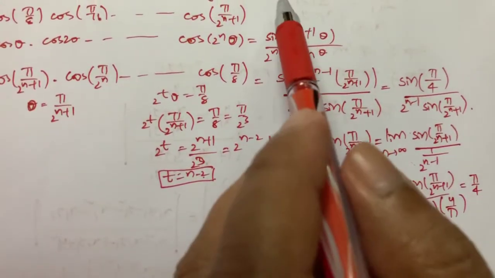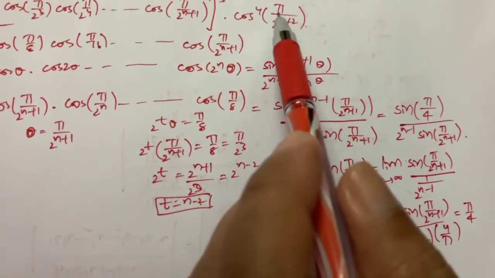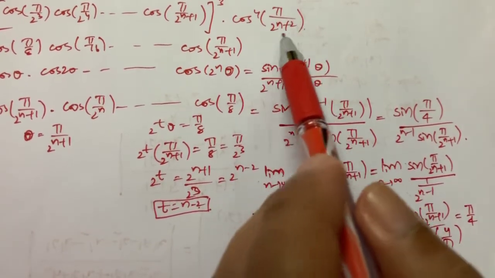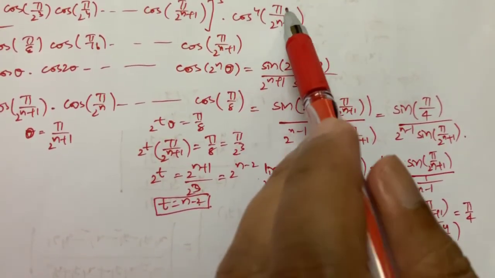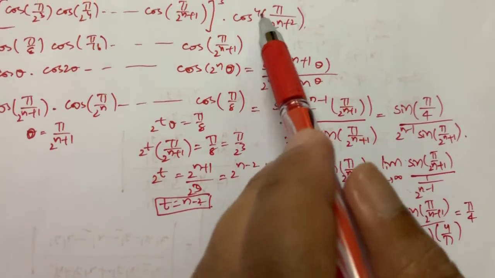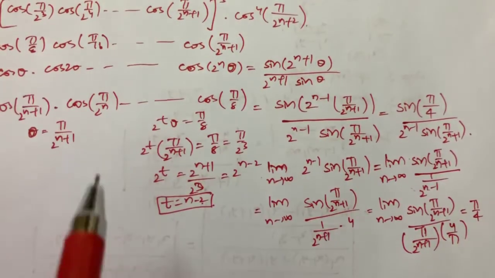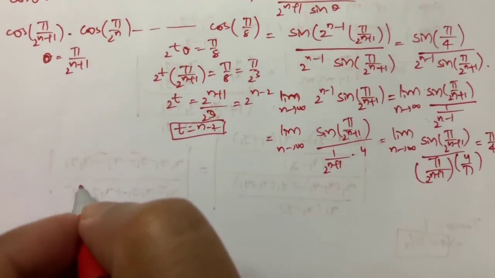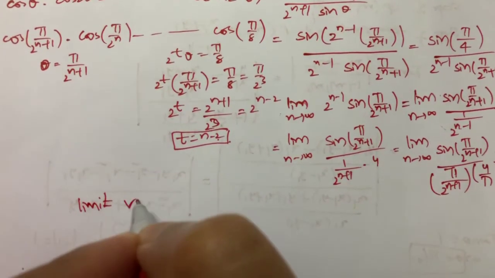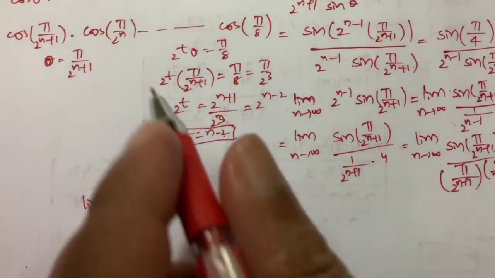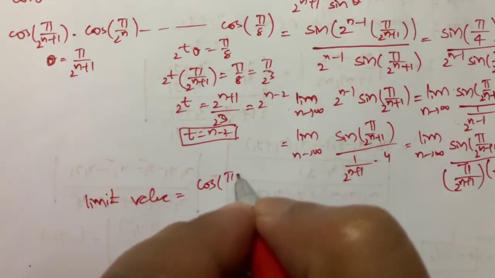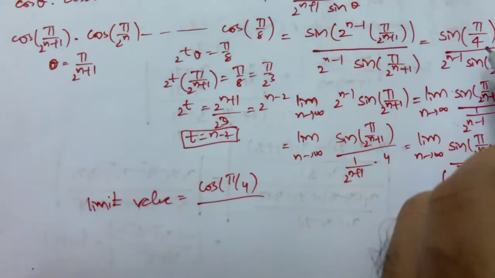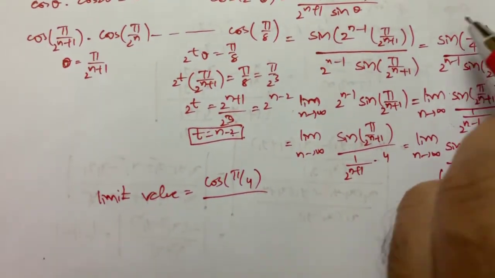And we have only one term left here, cos pi by 2 power n plus 2. As n tends to infinity, n plus 2 will also tend to infinity, 2 power n plus 2 will tend to infinity, pi by infinity is 0. So, cos 0 is 1. So, what we are left with finally is the value of the limit: cos pi by 4 is in the numerator, and in the denominator we have the cube of this. So we have to apply the cube for this.